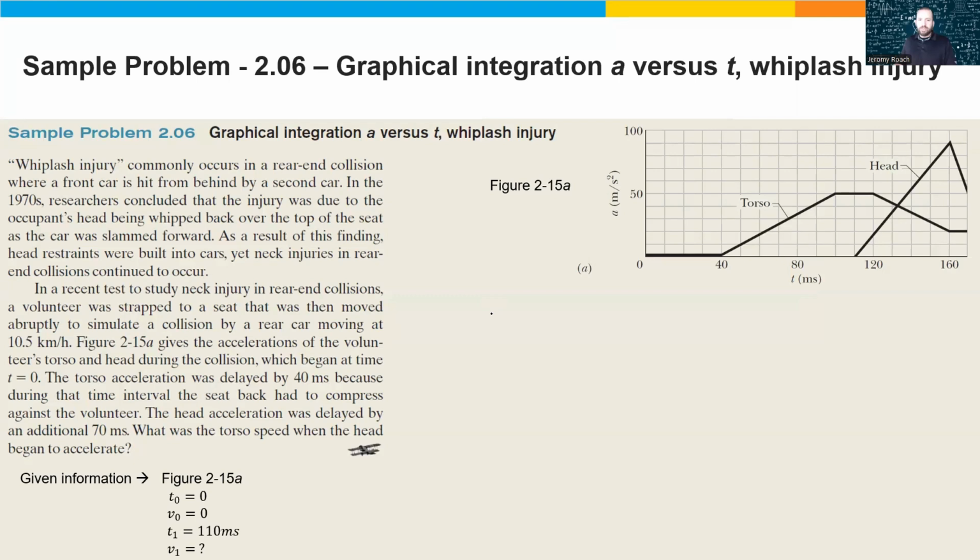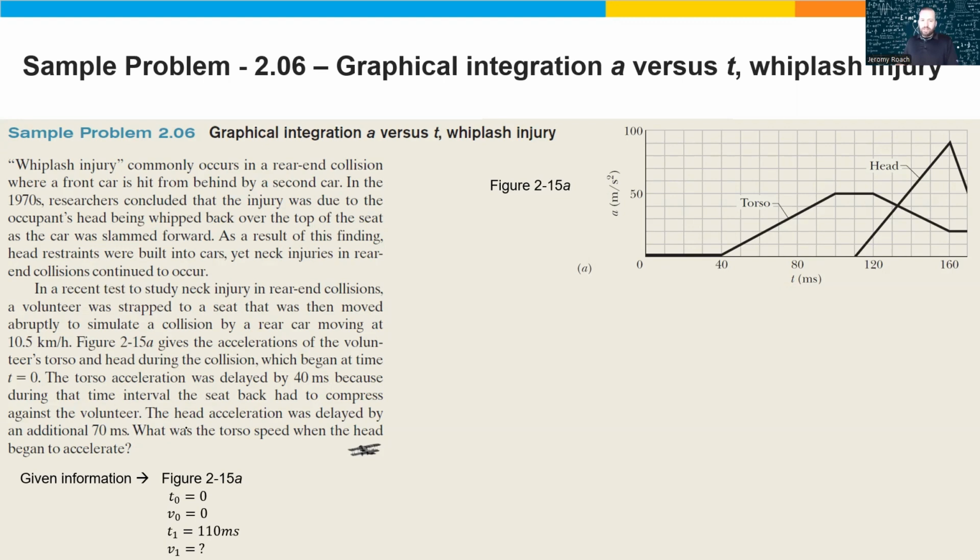So let's take a look at what's happening here. It says the torso acceleration was delayed by 40 milliseconds because during that time, the seat had to compress against the person. So their body didn't move even when the crash happened. They didn't make the person go very fast. They were just going 10.5 kilometers per hour. But then the person's body moved once it was pushed, but there was a delay of 40 milliseconds because the seat kind of pushed into the person's body a little bit.